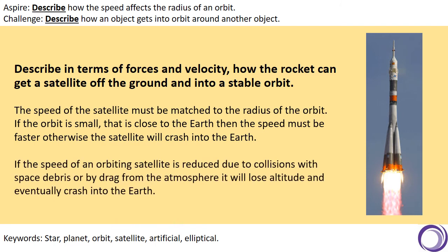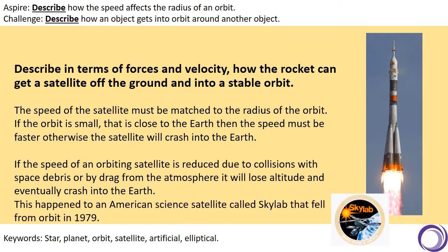What can happen is that an orbiting satellite can get hit by bits of debris that might be in space or in orbit, or even if it's not in a very high orbit, there's a tiny, tiny bit of atmosphere, and it can be enough to slow it down through drag. And as it slows down, it won't be going fast enough, so it'll lose altitude and eventually crash into the Earth. This has happened a few times.